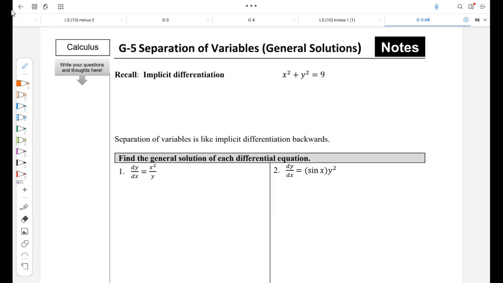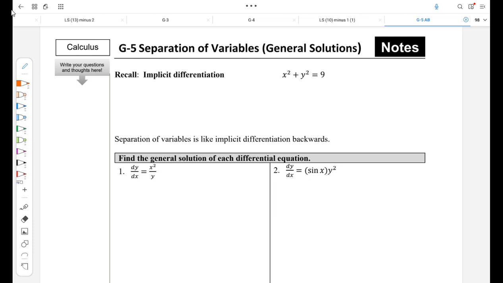Okay, so G5 and G6, the next two sections that we're going to be doing are both kind of the same technique. It's called separation of variables. It is a way to solve differential equations. This method only works when equations are set up the right way.